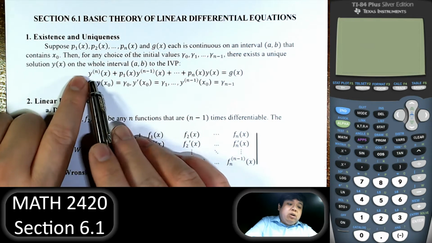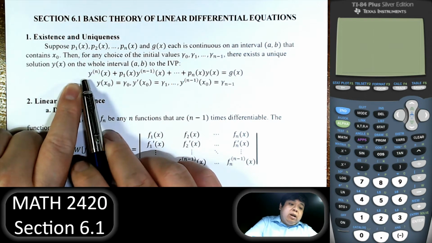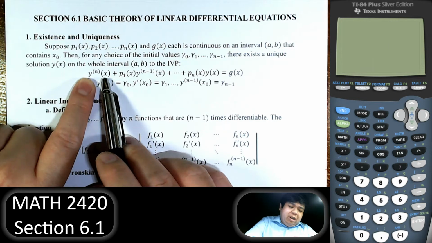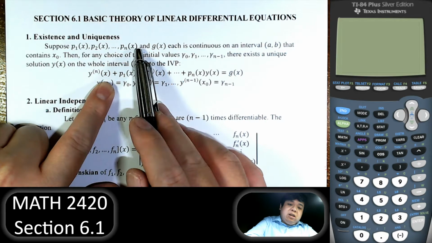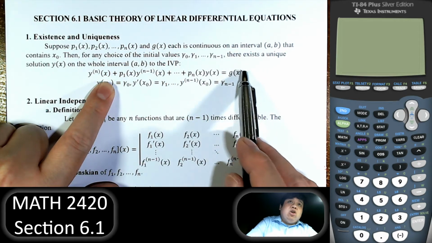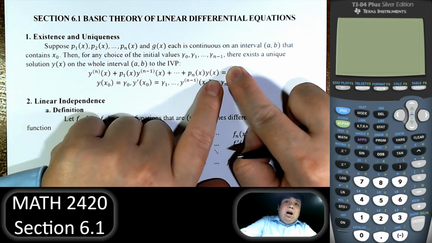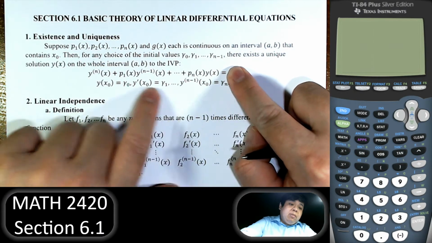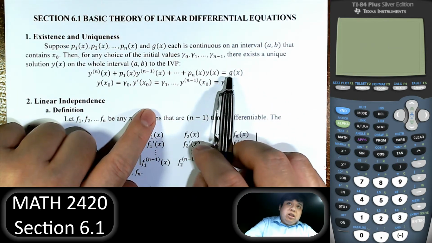By the standard form, the first coefficient is 1 for the n-order derivative. Everything after that has a coefficient as a function of x, equal to the input function g of x. If this is equal to 0, we have a homogeneous linear n-order equation. If we have an input function here, this is a non-homogeneous equation.